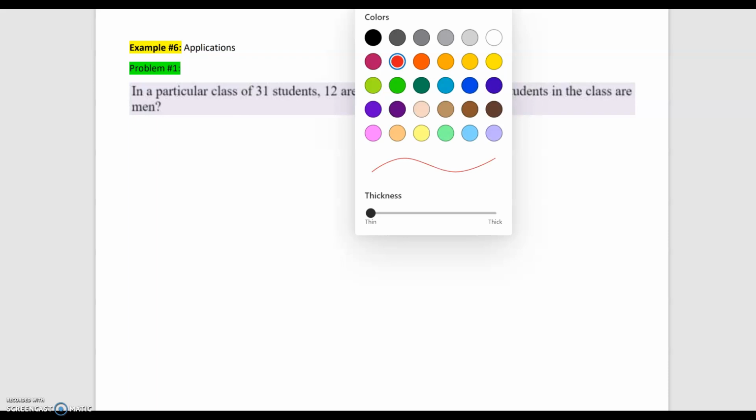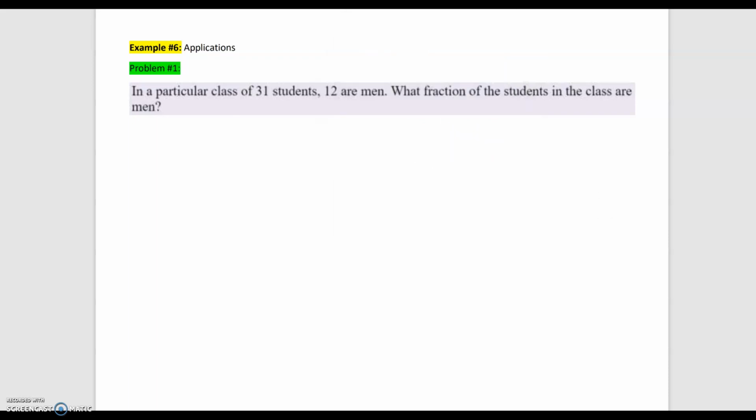So take a look at this one, and let me just write what we know on this particular one. Total students is equal to 31. Now, they want the fraction of the class that represents the men. So let me just write it as the fraction for the males.